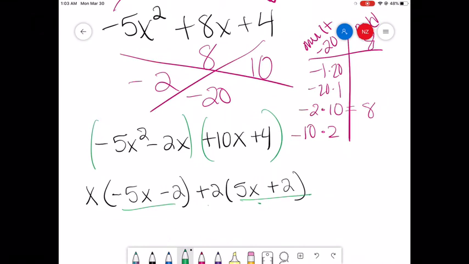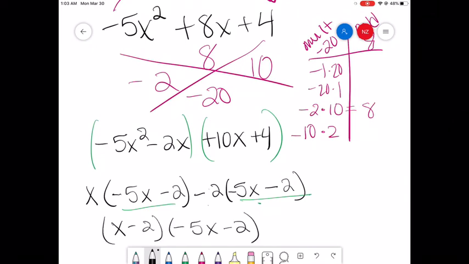This guy negative. If I make that negative, this also has to be negative, and this also has to be negative in order for that to work. So now I match, and I have x minus 2 and negative 5x minus 2. That was a tricky one with the signs.